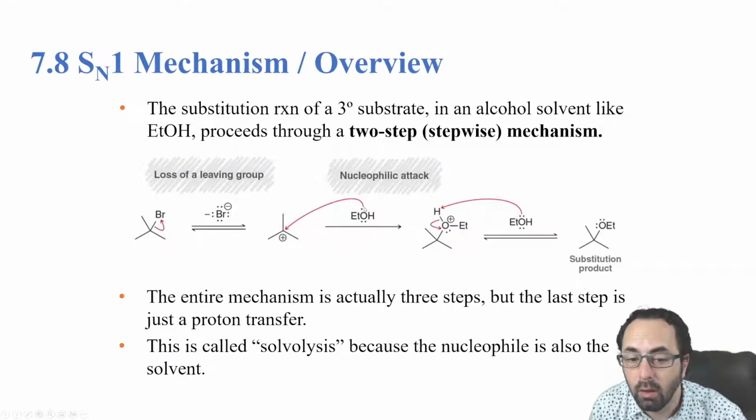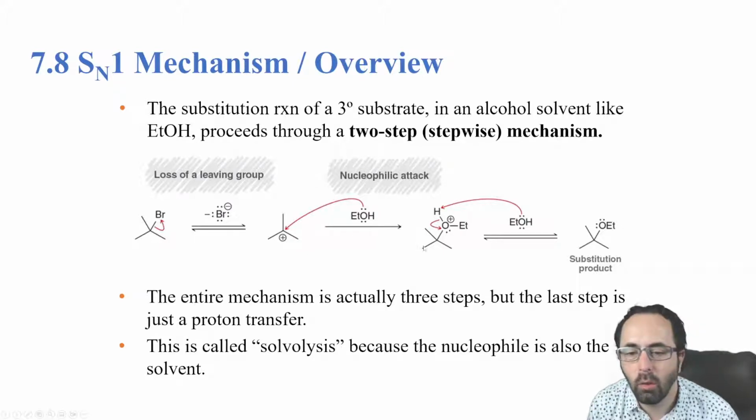Then ethanol, which is a nucleophile, it's not a base, but it is a nucleophile. It attacks. It has a pair of electrons that can be donated to this carbon to make a bond. And so the nucleophile attacks, and we get a bond between oxygen and carbon. Now the oxygen here has 3 bonds and 1 lone pair, so it has a positive formal charge. So we end up with another unstable intermediate here.